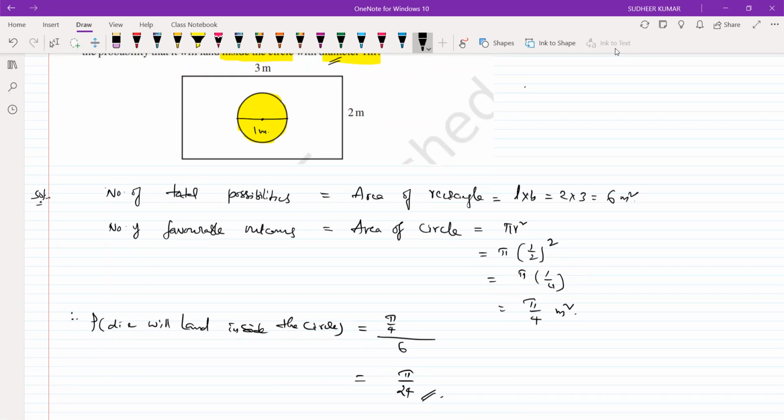This is the answer. Do you understand it? Yes, sir. We are multiplying 6 and 4, sir. This is pi by 4. Sir, can we find the answer in decimal point too? Yes, 0.5 also you can take. So this is 6 by 1. The division of two rational numbers: the first rational number's numerator remains the same, multiplied with the reciprocal of the denominator. So this is pi by 24.